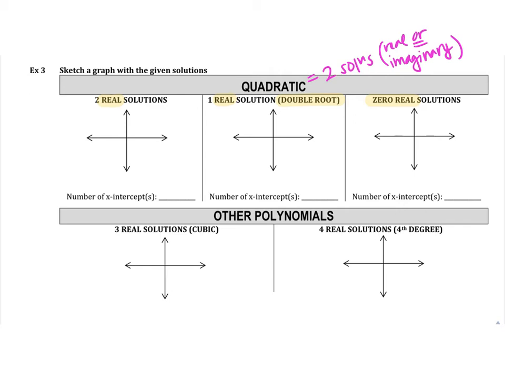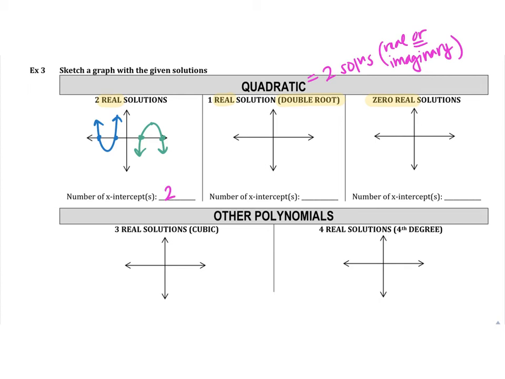So if I said sketch a graph that has 2 real solutions, my graph should be a parabola because it's a quadratic, okay? And so for 2 real solutions, here's an example. Maybe I wanted to do a different one, put my vertex positive. I would have 2 real solutions. Big idea: how many x-intercepts do I have? 2. Okay.